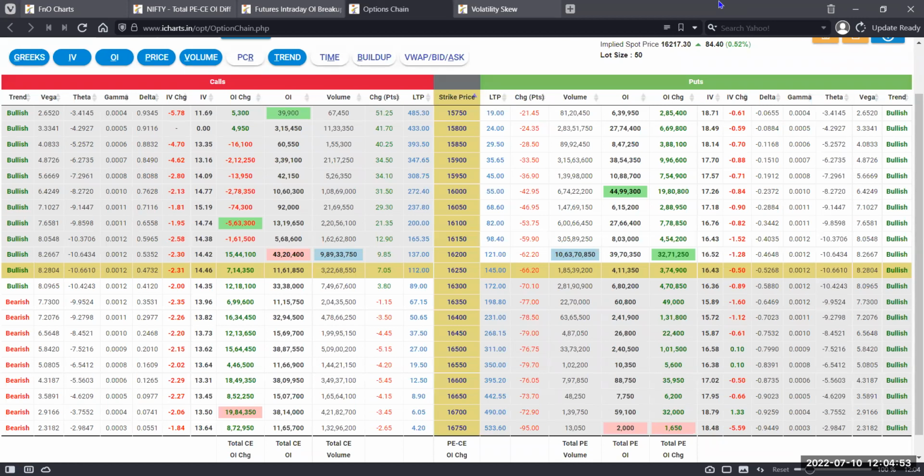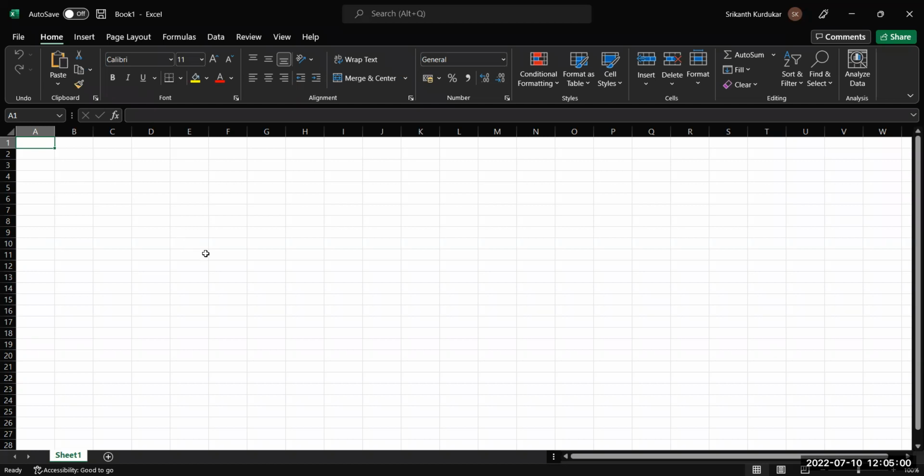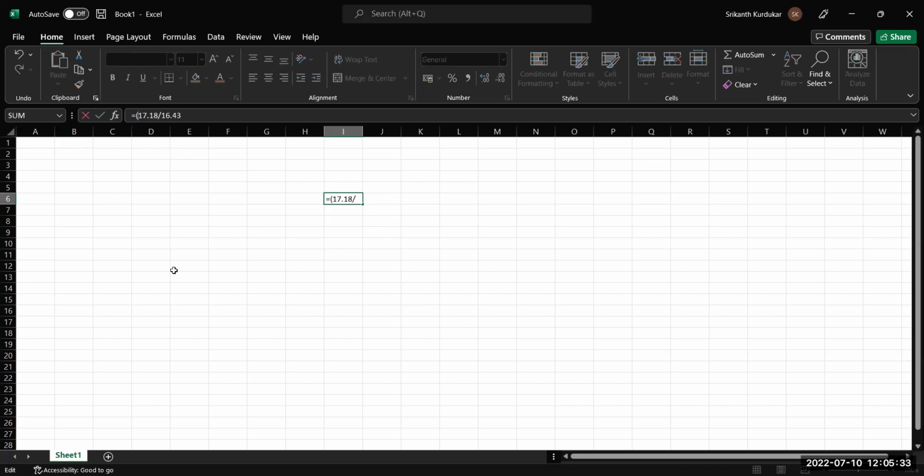Let me share a spreadsheet also, that would be better. Is this spreadsheet visible? Yes, sir. So that was 17.18, and the other is 16.43. So 17.18 divided by 16.43, minus one. So this is 4.56%. So this was on the put side.